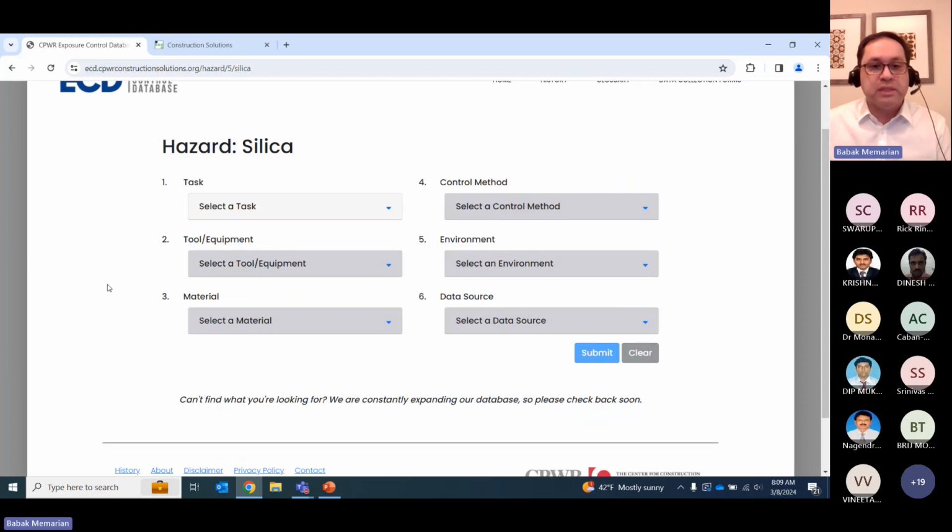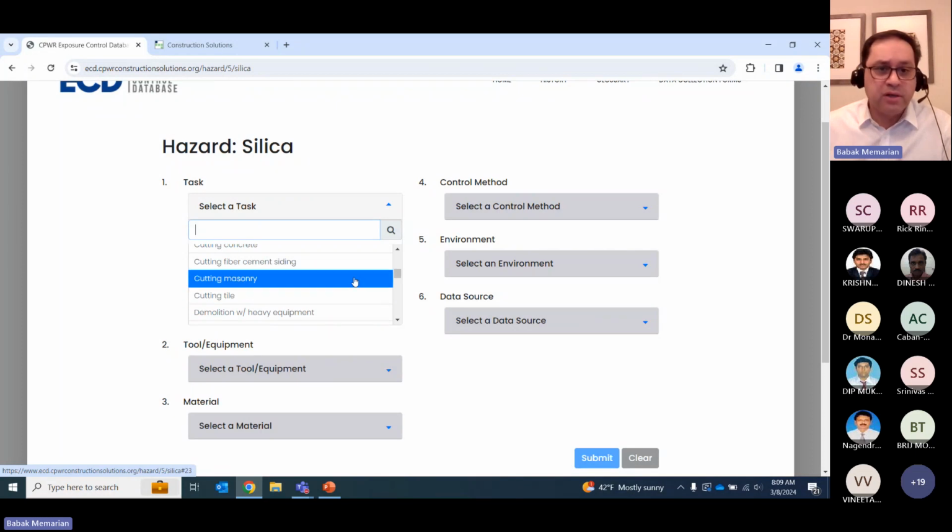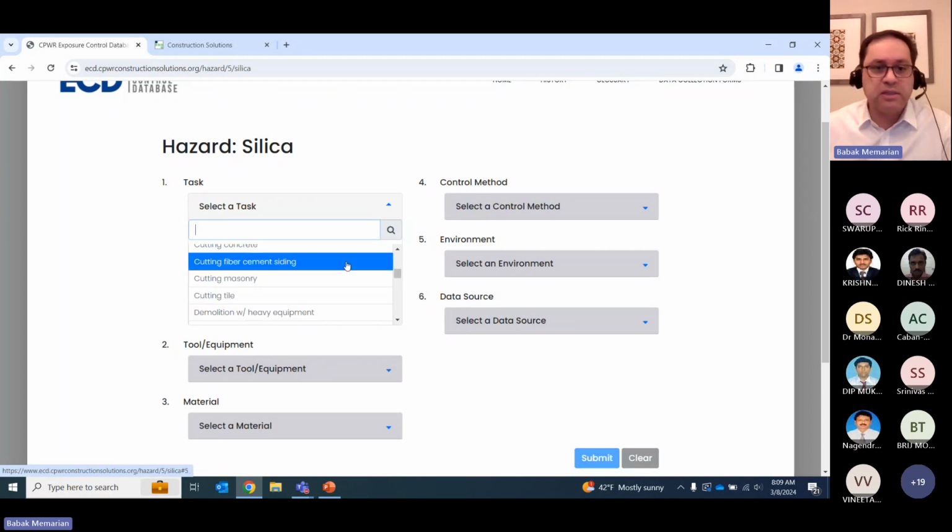The way it works is that we have 6 drop-down menus. So first you start with the task. We have a long list of tasks that we have gathered from different sources, as I explained: from published literature, peer-reviewed articles, government reports, and some private entities shared their data with us.